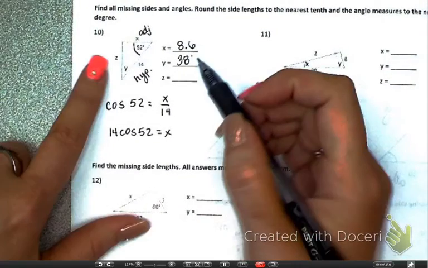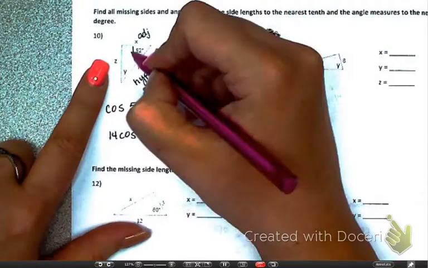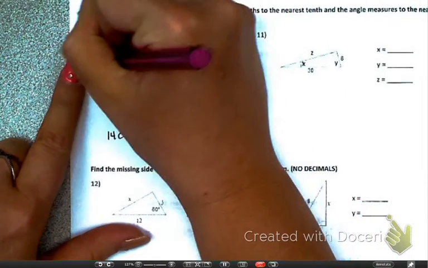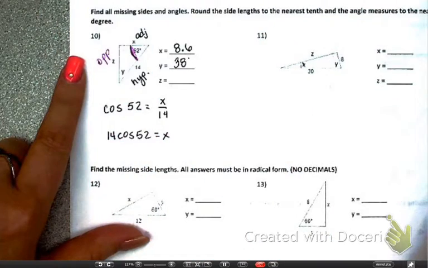So I want to solve for z, and I'm still going to use 52 as my reference angle. So now that's the opposite. What side should I use with that?